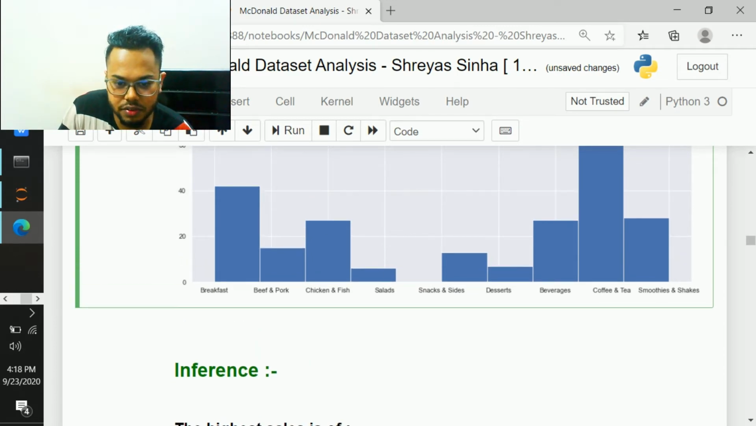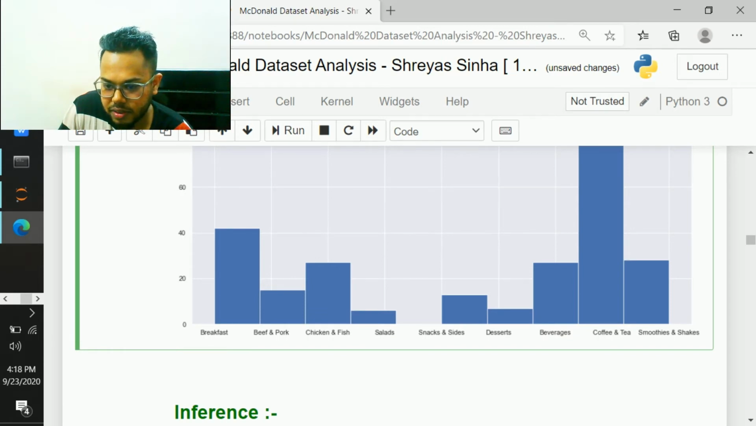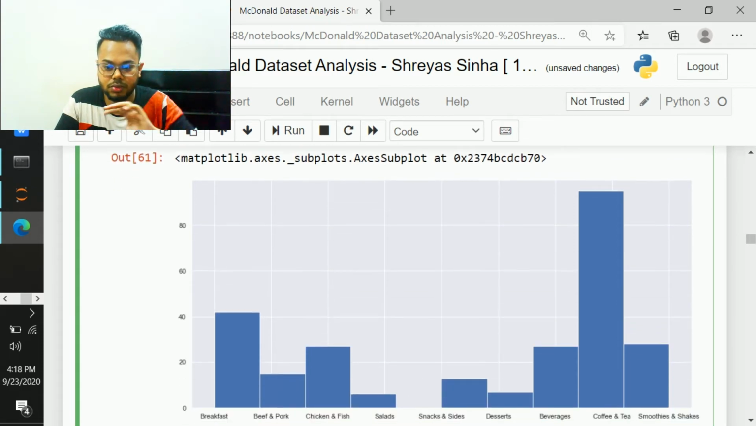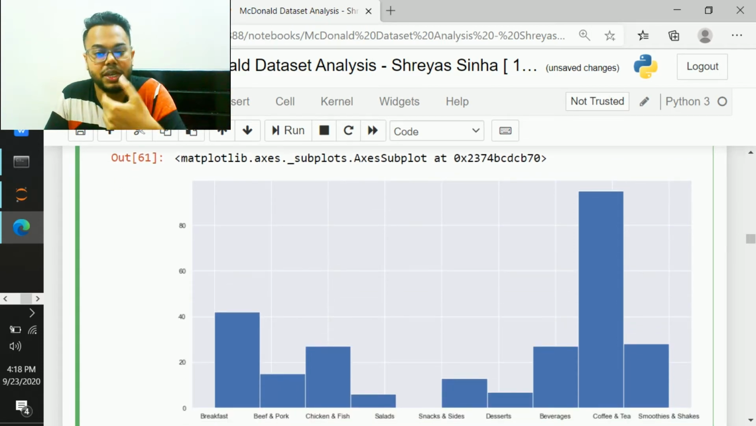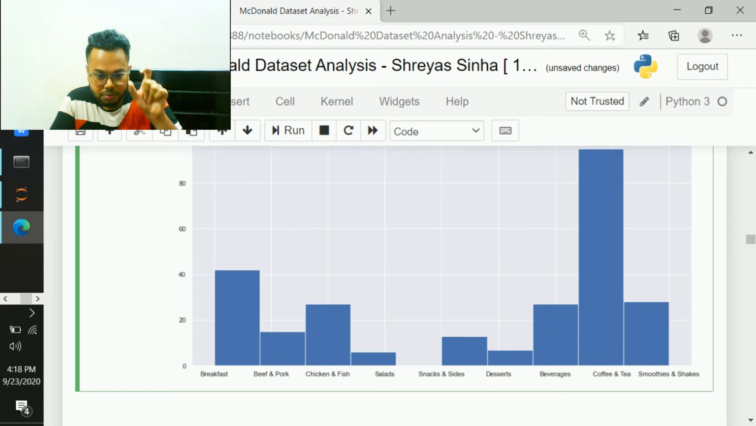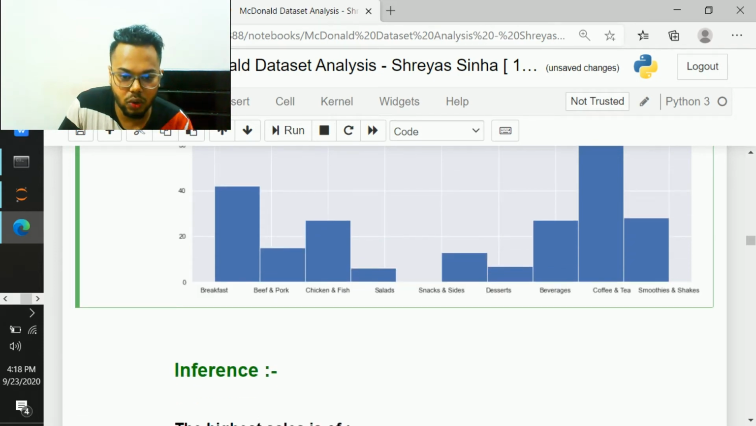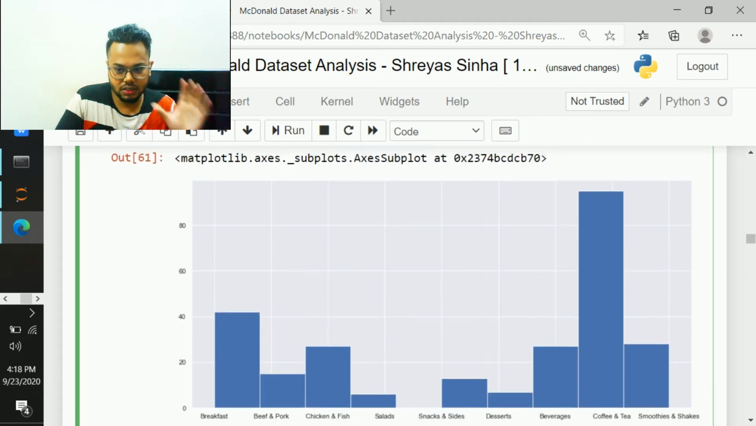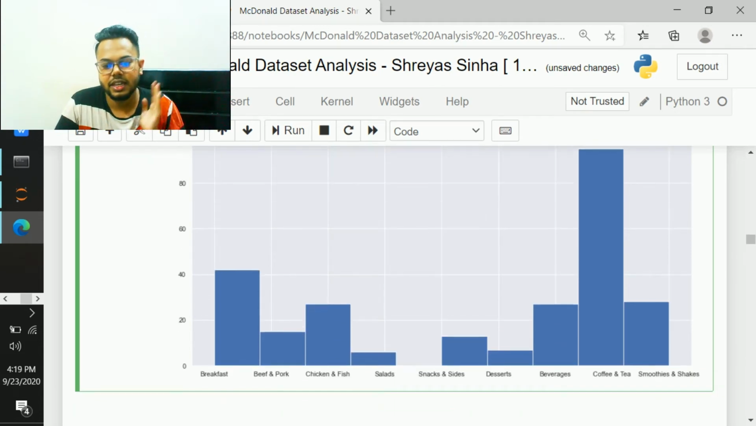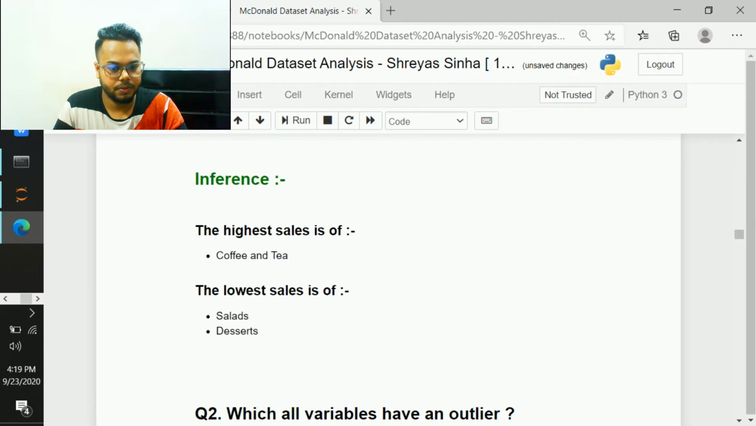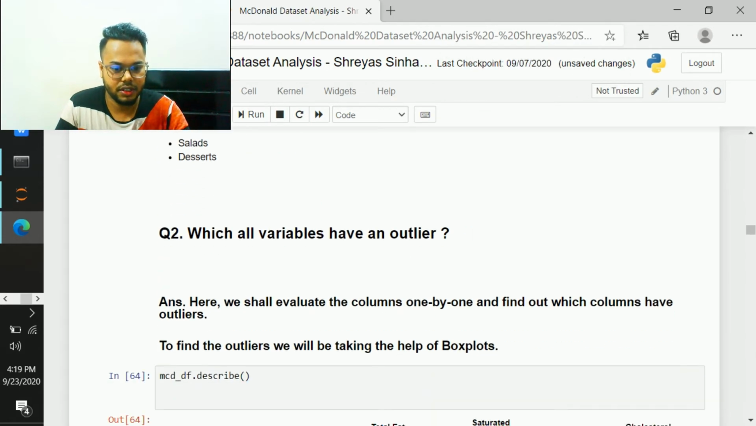Breakfast, beef and pork, chicken and fish, snacks and sides, desserts, beverages, and coffee and tea, with the highest number of different types of food items being offered, right? Followed by coffee and tea. So you can see that's the highest. From the graph, let us try to understand. The lowest is salads, right? Salads has the lowest number of food items being offered. So from the question we get to know coffee and tea has the highest, salads has the lowest. So we have the inference here.